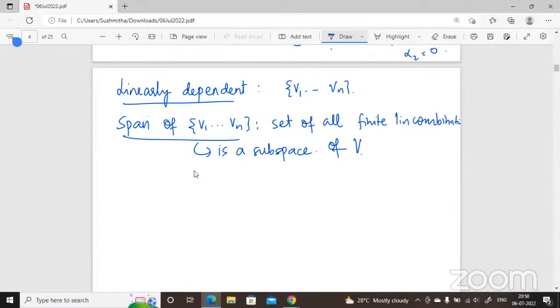And when do you say a set spans a vector space? S spans V if the span of S is V. That's it. A set is said to span a vector space if the span of this set is equal to the entire V. So is this clear? When do you say a set spans a vector space? You just take the set of all possible linear combinations. If that is going to give you the entire space V, then we are done.